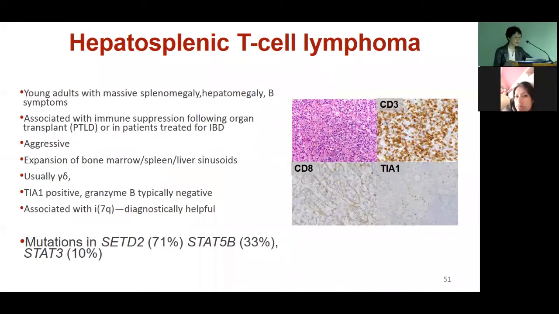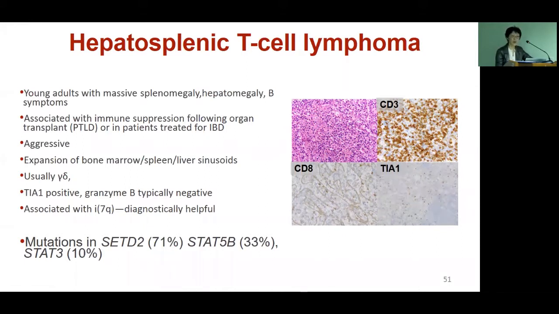Hepatosplenic T-cell lymphoma is again another rare form of T-cell malignancies. They occur in young adults, typically present with hepatosplenomegaly and these symptoms, commonly associated with immune suppression following organ transplant or patients who are being treated for Crohn's disease or other inflammatory bowel disease. They're aggressive and typically they involve bone marrow, spleen, and the liver, showing a very sinusoidal pattern of infiltration.